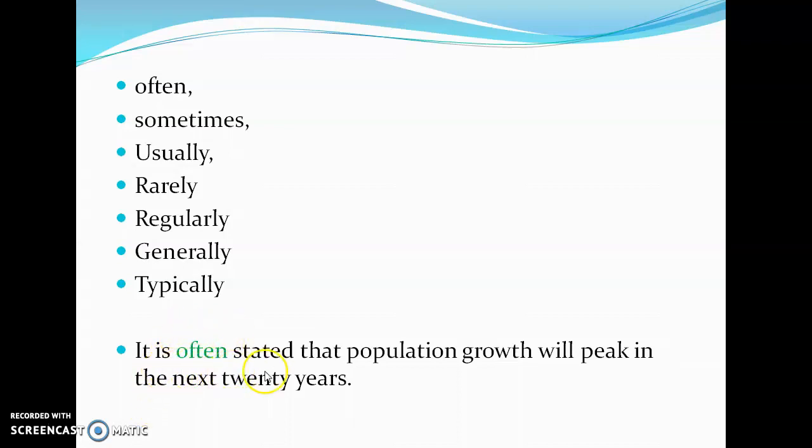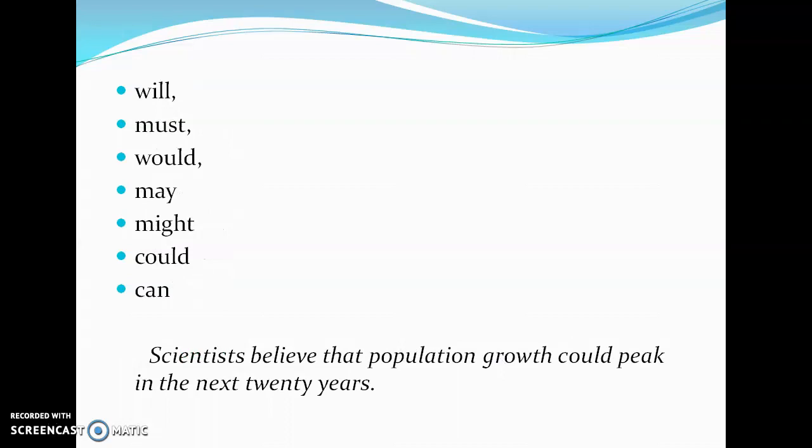That means it's often stated that the absolute population growth will peak in the next 20 years. So here, you can also see the modal verbs may, might, could, and can. With the help of these modal verbs, we can make hedging statements like this: Scientists believe that the population growth could peak in the next 20 years.